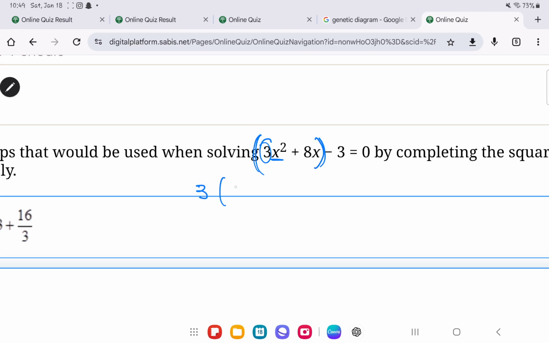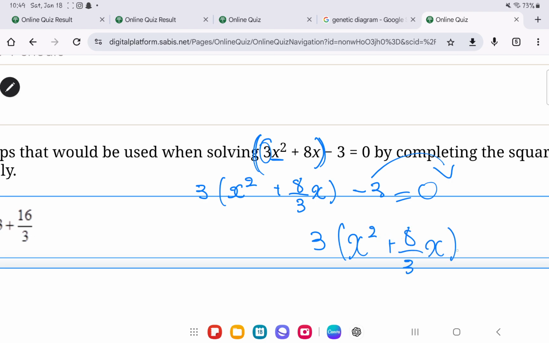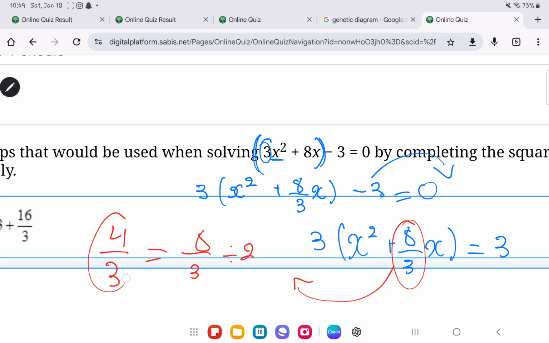So it's gonna be 3, and then inside we have x squared plus 8 over 3x. And then outside we have minus 3 is equal to 0. So now I will move minus 3 to the other side. It's gonna become 3 times x squared plus 8 over 3x is equal to plus 3. Now a very important step I will do. I will take this over here, 8 over 3, divided by 2. It's gonna be equal to 4 over 3.